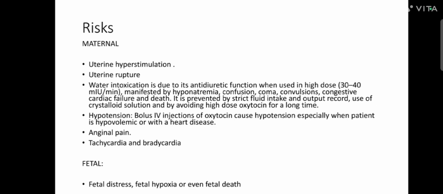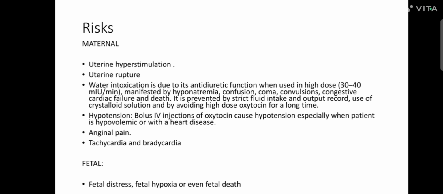What are the risks with this oxytocin? There is a maternal risk and there is a fetal risk. In case of maternal risk, uterine hyperstimulation will happen. So we need to know what a normal contraction rate is: in 10 minutes, at least 3 to 4 contractions lasting 45 to 55 seconds. This is a good uterine contraction.